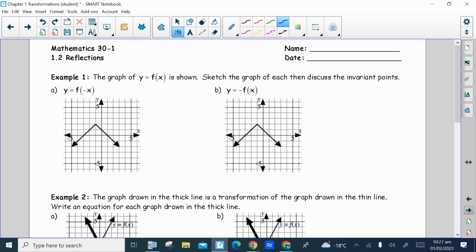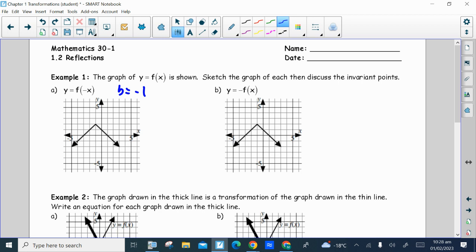So on this next part, the graph of f at x is shown. Sketch the graph of each. Discuss the invariant points. For question A, we want to graph f at -x. So again, here the negative is in front of the x, which means that's our b parameter. B is -1. And you have to memorize this. When b is negative, you get a reflection across the y-axis.